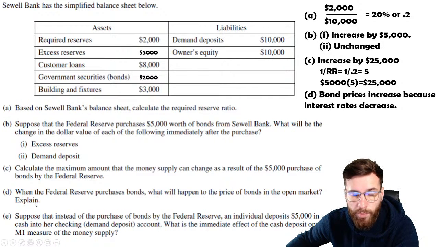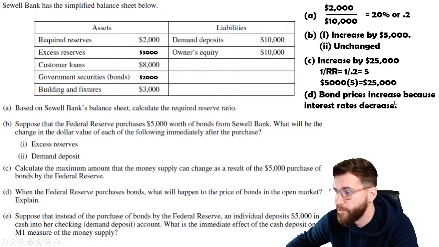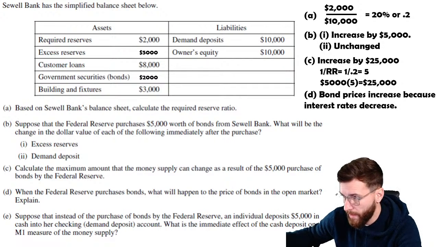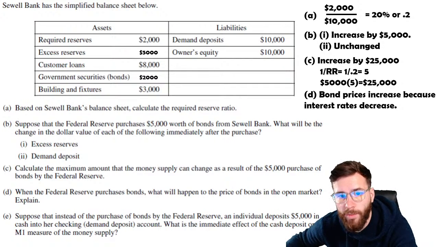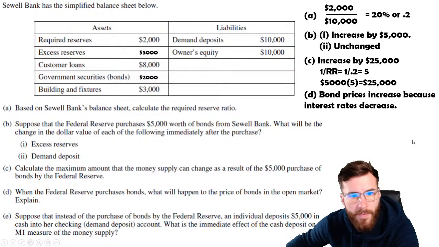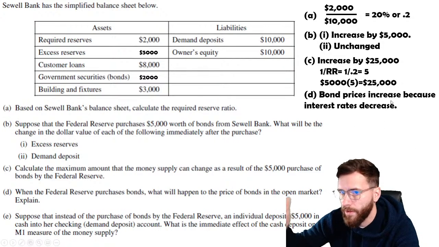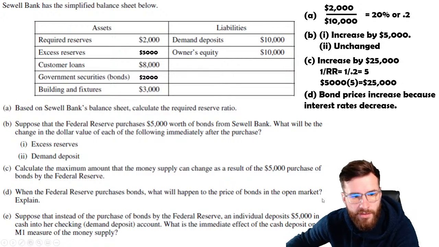Now, this one says explain, and a sufficient explanation is simply saying whatever happens to interest rates. If you make mention of whatever happens to interest rates, that is a good explanation, and that will be good enough for 2 points here. Bond prices increase because interest rates decrease.